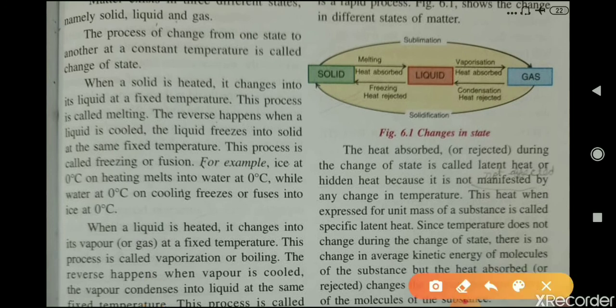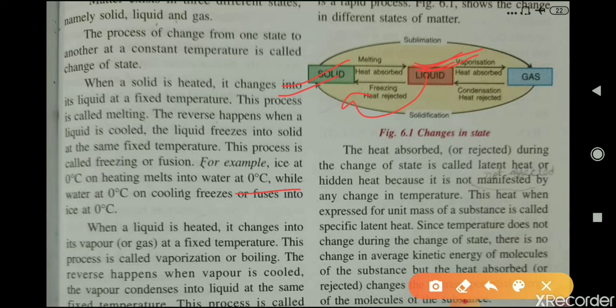When a solid changes to liquid, that is known as melting. When a liquid changes to gas, that is vaporization. When a gas changes to liquid, that is known as condensation. And when a liquid changes to solid, that is known as freezing. Ice at 0 degrees Celsius forms water, and in the same way water freezes at 0 degrees Celsius to form ice.